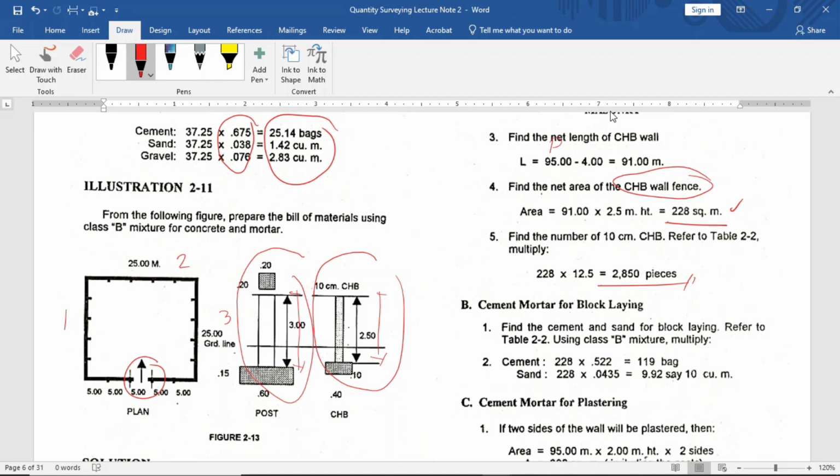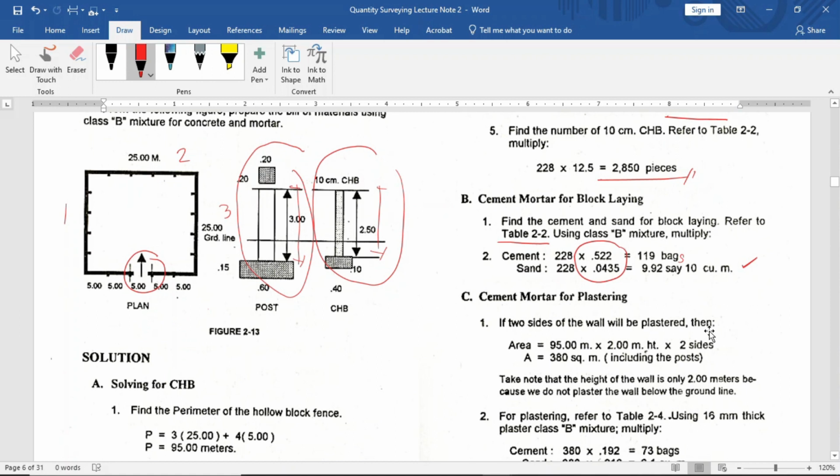So, after natin makuha yung sa CHB, ano naman natin yung cement mortar para sa block laying. Since may area na rin tayo. Yan, may area tayo. So, punta tayo sa table 2-2 using class B. Ito yung makikita nating multiplier. So, 0.522 tsaka 0.0435. Punta tayo dun sa table 2-2 para sa block laying. Para lang to sa area method. So, ang masolve natin na cement is 119 bags. And para naman sa sand is 9.92, say 10 cubic meters.